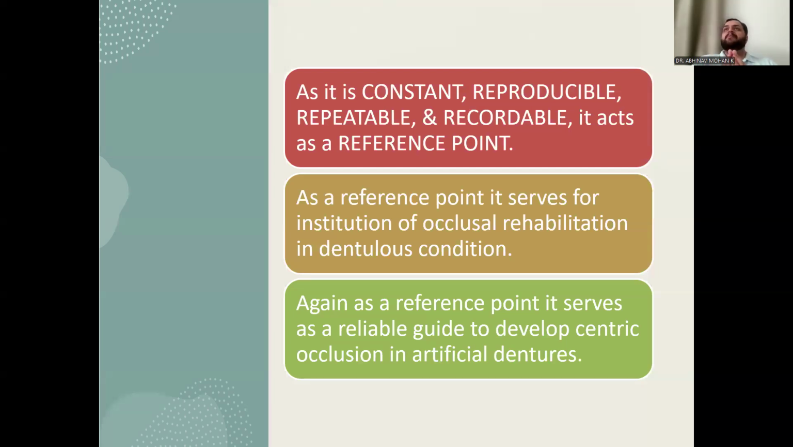To start with, for any prosthetic rehabilitation involving a total correction of the occlusion of a patient, you need to record the patient's centric relation. As a reference point, it serves as the foundation of occlusal rehabilitation in dentulous conditions. It also acts as a reliable guide to develop centric occlusion in complete dentures, where you don't have any occlusal intercuspation. That is where centric relation has more significance.